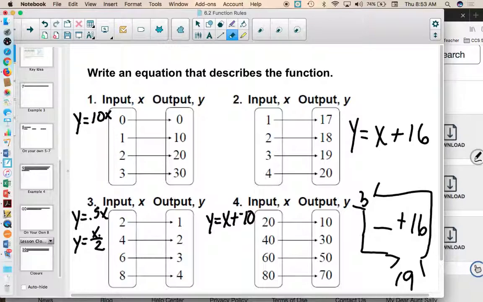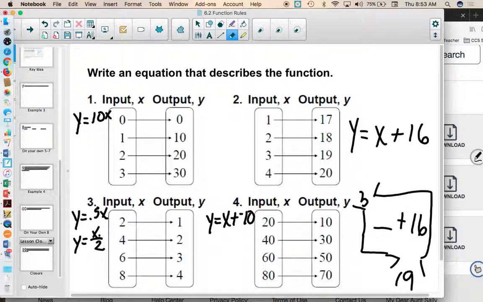Okay. What if I said x is 100? If x is 100, what is y? What's it going to be, Tyler? 90. 90. Okay. Does this seem difficult?